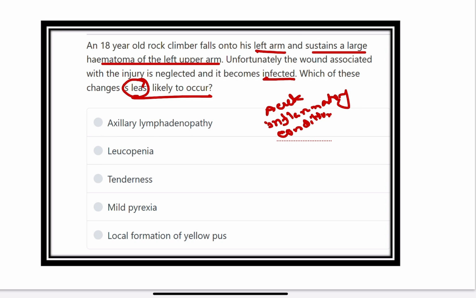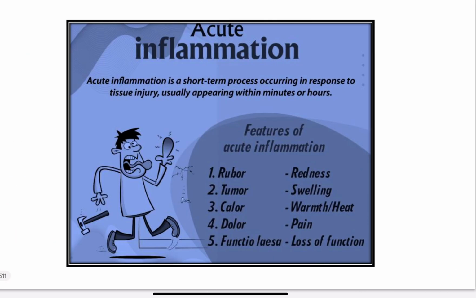So which does not occur in case of acute inflammation? Here the options are axillary lymphadenopathy, leukopenia, tenderness, mild pyrexia, and local formation of yellow pus. So what may be the option? Here we can see this one picture is enough for acute inflammation, so let us see what acute inflammation is.